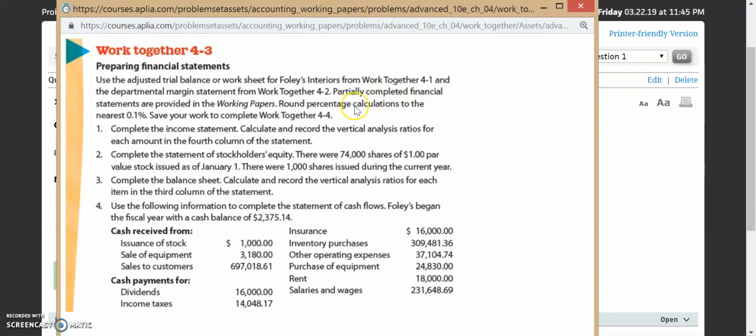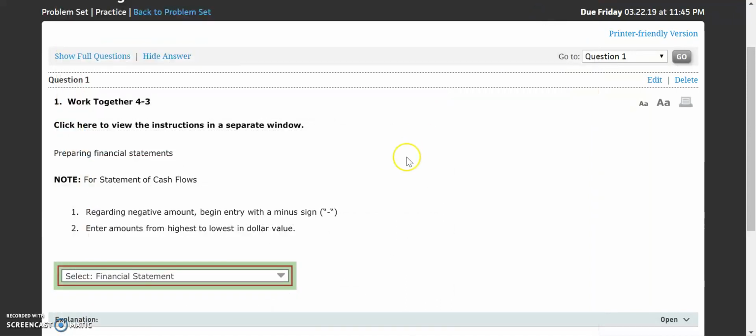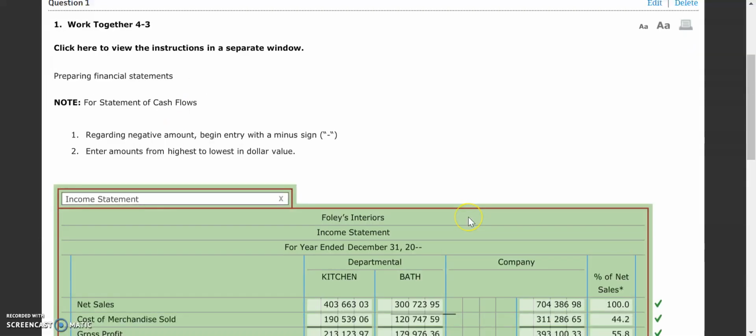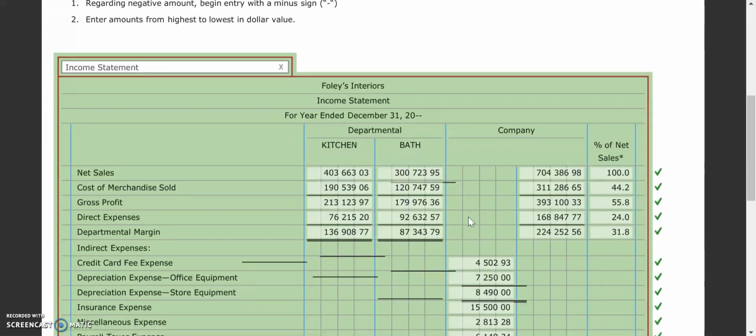We have partially completed financial statements given to us in our APLIA, and we're going to round our percentage calculations to the nearest 0.1%. So the first one we're going to do is our income statement, and then we're going to calculate and record the vertical analysis ratios for each amount in the 4th column. You're going to see a couple of statements here. We're not going to worry about this one until later. Let's open up our income statement and get ready to go.